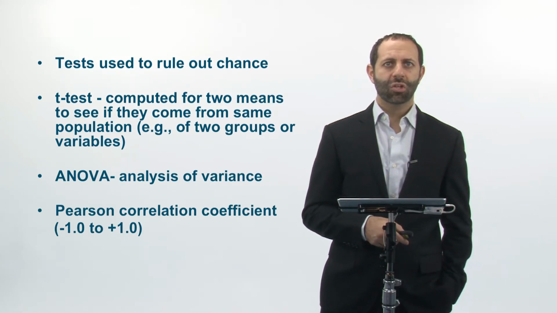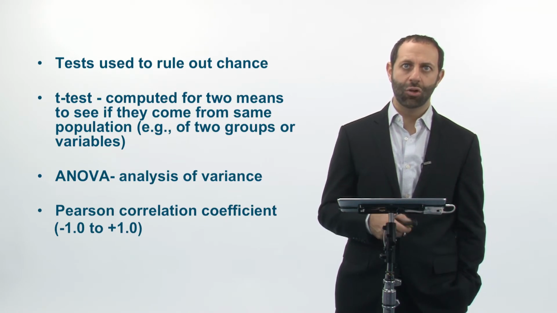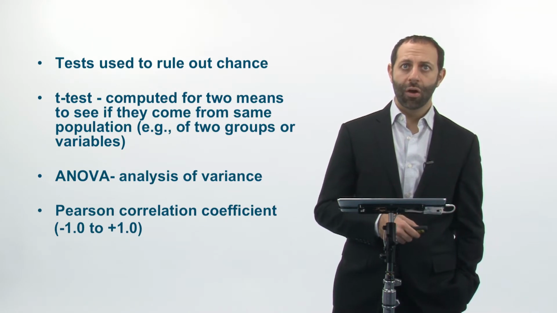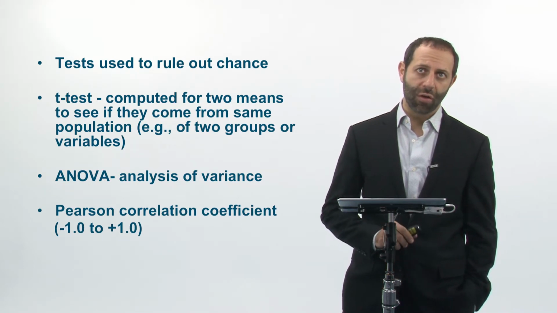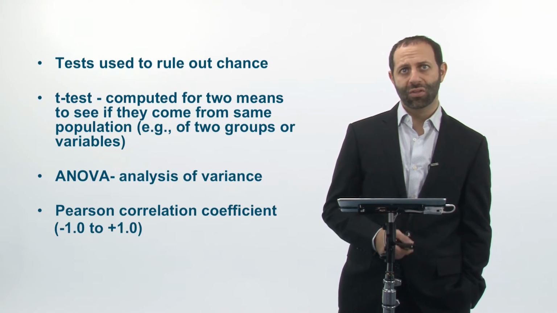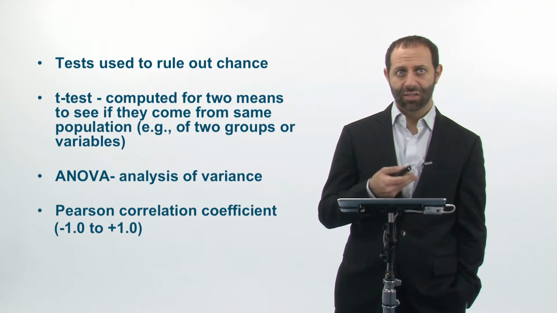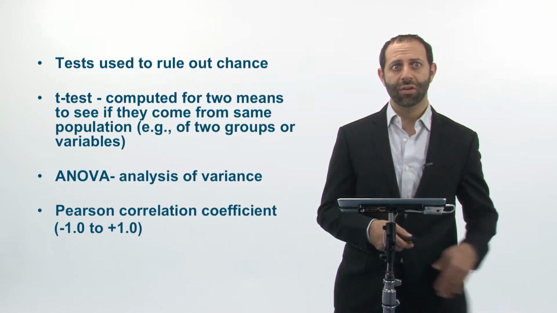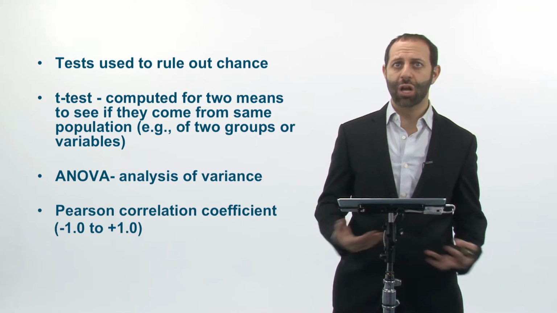All right, let's turn our attention now towards a few different types of tests that are used in statistics. While there are many tests that are used, we're only going to cover a few of the basics here. We'll start off with just understanding that many of these tests that are used in statistics, such as T-tests, ANOVAs, and Pearson's correlations, are used in order to rule out chance.